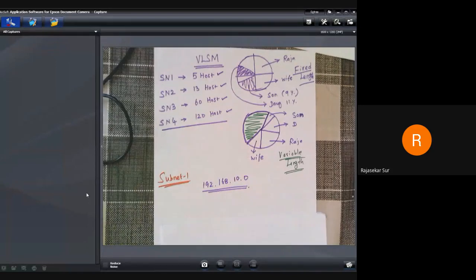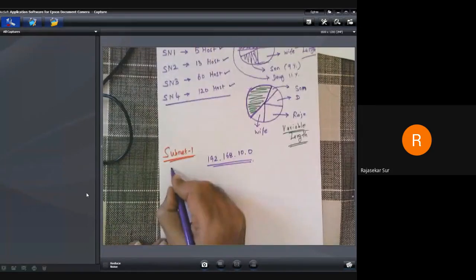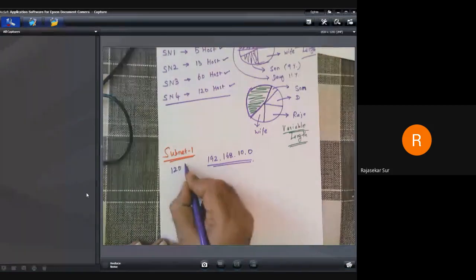Now I'm going for the first subnet. That means for 120 hosts, I'm going.